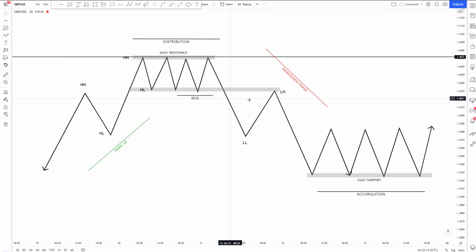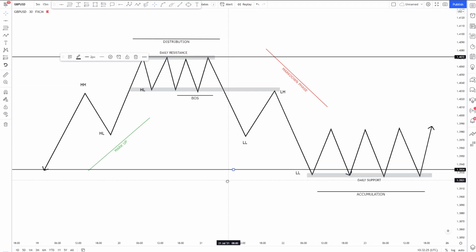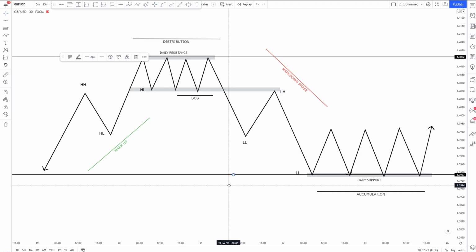Then the market came back down, printed another lower low, and stopped at this daily support. It's the same as here, daily resistance. The market stopped at the daily support. Is it smart to consider taking a trade right here? This will be a lower high again. Not really. Why? Because in terms of probabilities, the market has a higher chance of bouncing from here and making a huge move, because it bounced from a strong support.